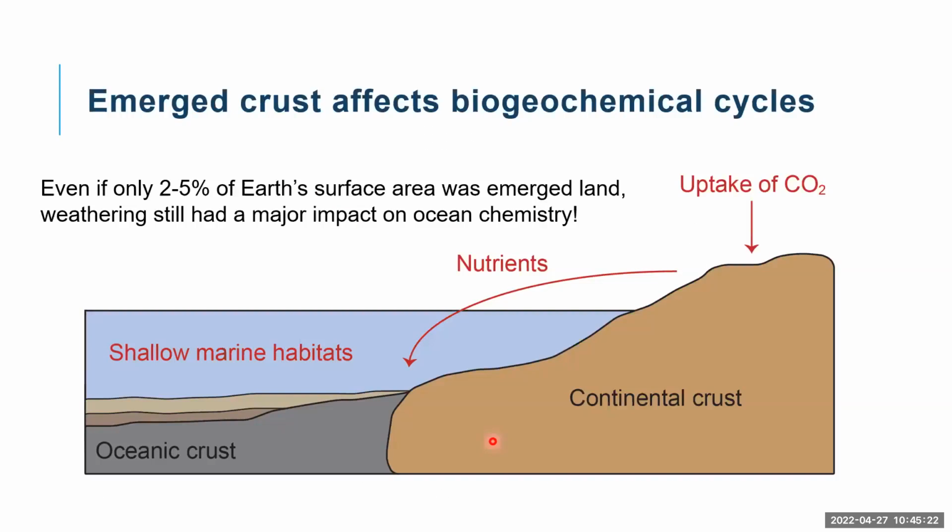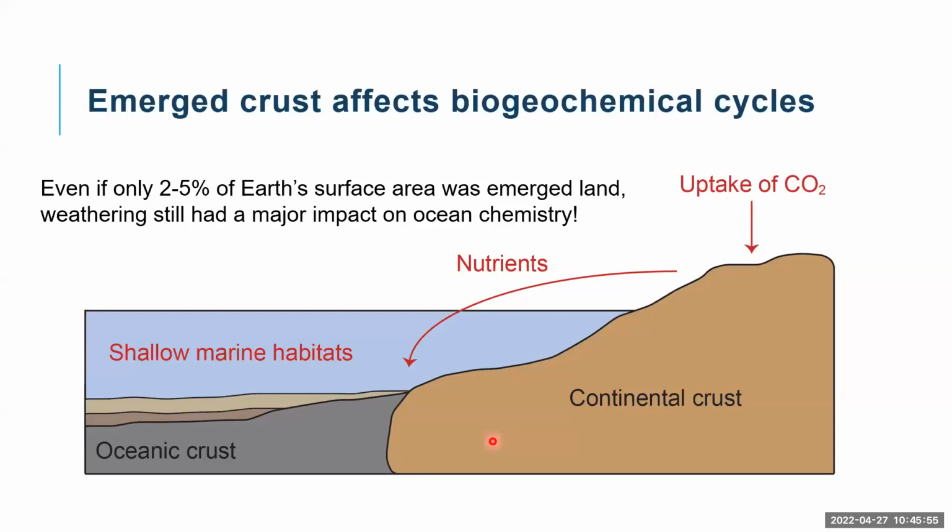Now, what is, I think, a key point to take away from our work is that that doesn't sound like a lot of land, 2 to 5% of Earth's surface. This is 5 times less than what we have today. But despite that, weathering had a major impact on ocean chemistry, because this is what we see in the strontium isotopes. So even if there was little land, whatever weathering from that land was happening was already affecting early seawater chemistry.